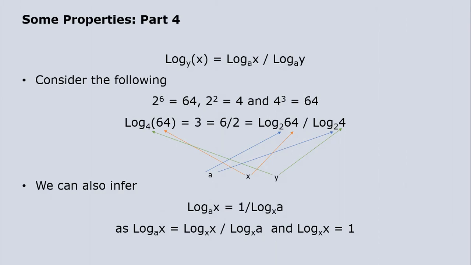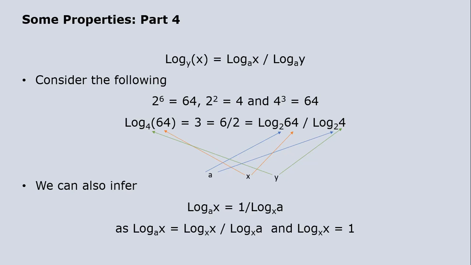Now for the final set of properties. Log of x with base y can be written as log of x with some base a divided by log of y with the same base a. Remember, we can choose any base, but it has to be the same base in the numerator and denominator. This is often known as the change of base rule.